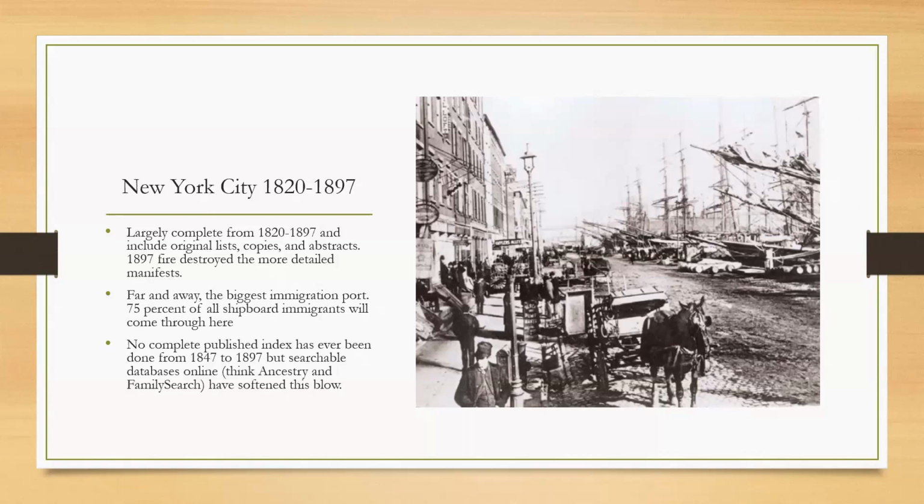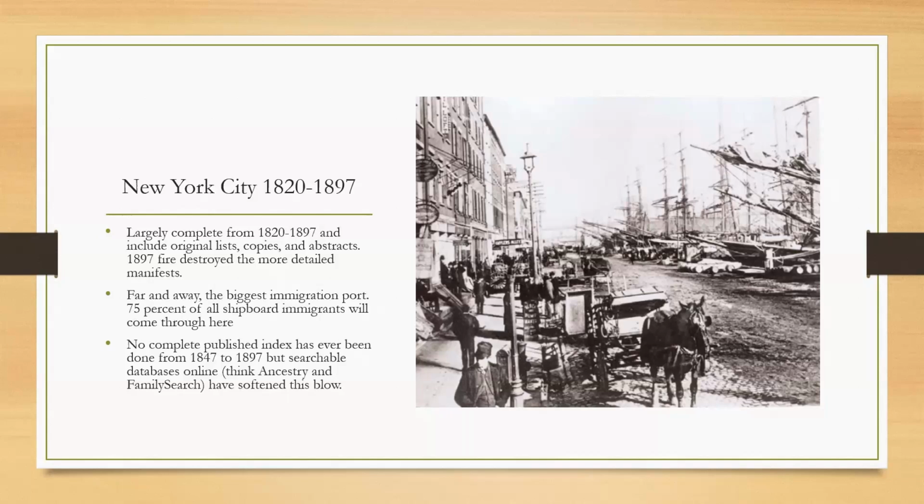New York City is far and away the biggest immigration port. I know it's kind of a joke with genealogists, like, oh, they all come through New York. And the thing is, obviously that's not true, but 75% of all shipboard immigrants will pass through New York City for a variety of reasons that we can get into possibly in the Q&A section. It's just the biggest port. But when you're talking about millions and millions of people, 25% of that is still very large numbers.